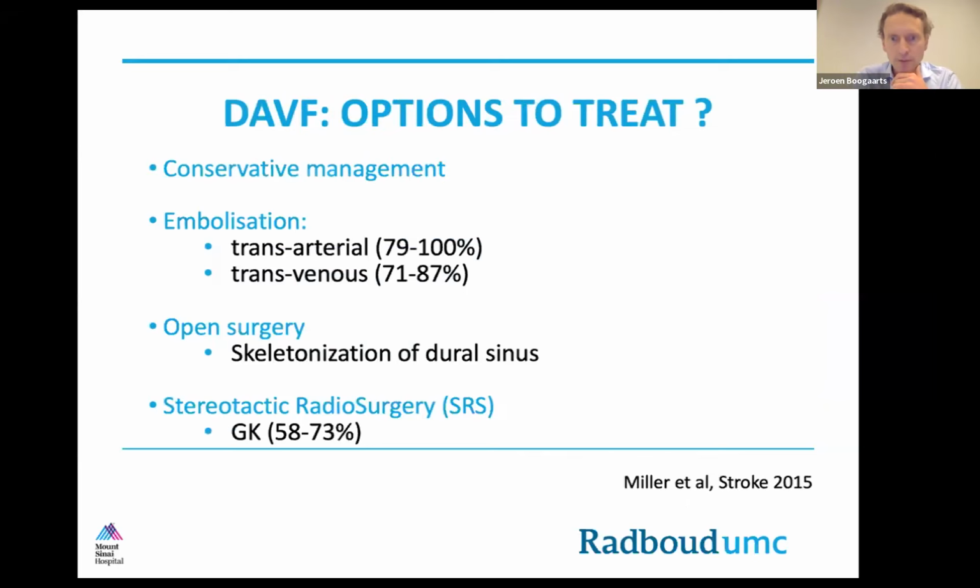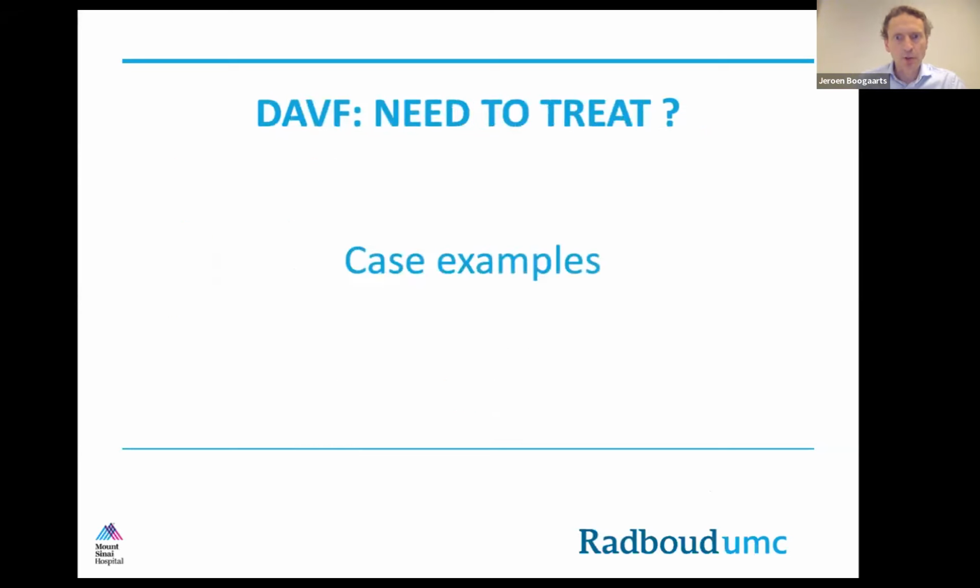So what are the options for treatment in general? Of course, conservative management and transarterial embolization. The success rates in large series and meta-analyses are relatively high for embolization, about 80 to 100%. Transvenous is a little bit less effective, but still very effective. Open surgery is the skeletalization of the dural sinus. It's generally very effective. And stereotactic radiosurgery is less effective, about 60 to 70% in general. So these are the options.